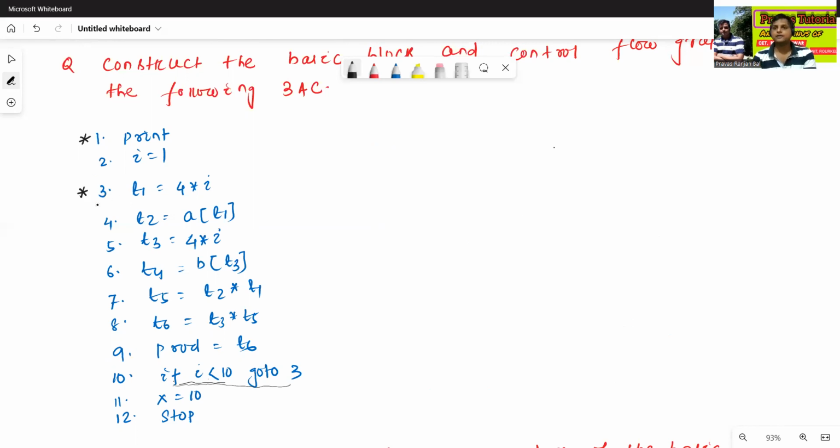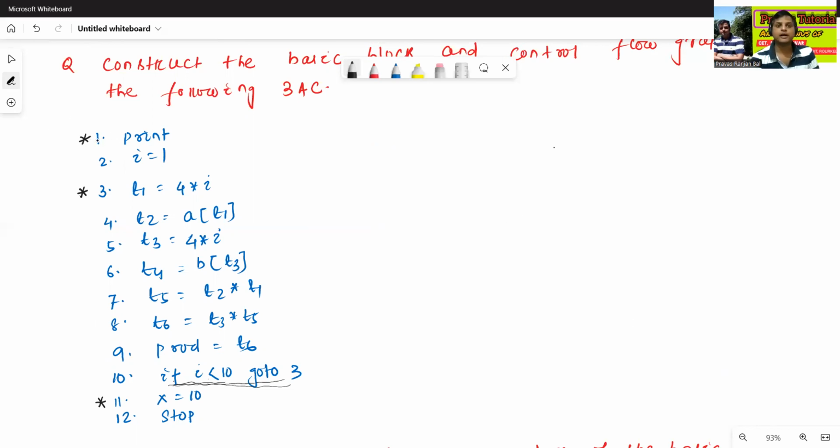What is the third point? The statement immediately following a conditional or unconditional jump. This is one of my conditional statements, so line number 11 immediately follows the conditional statement at line 10. So there are three leaders in the given three address code.